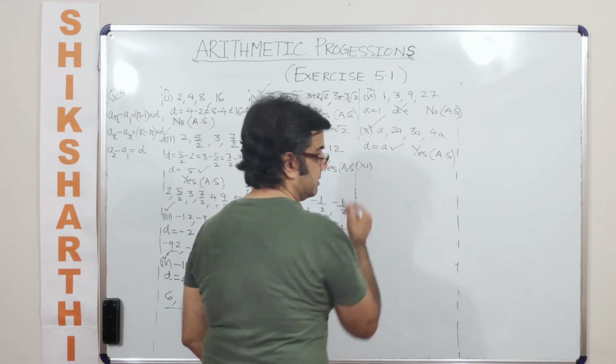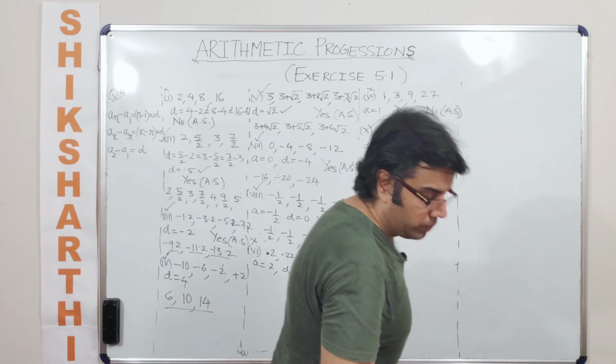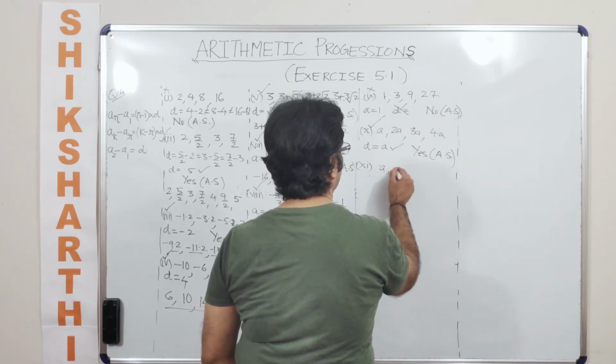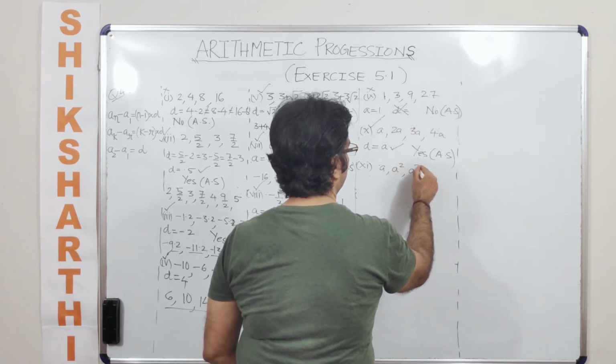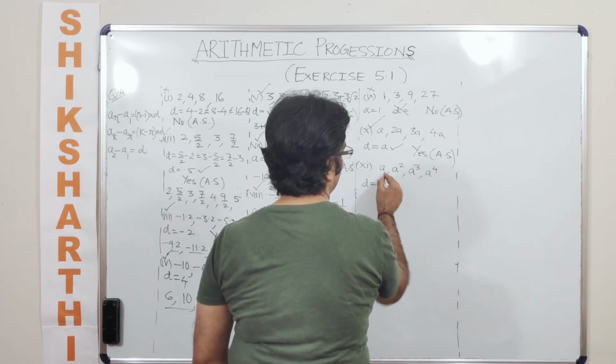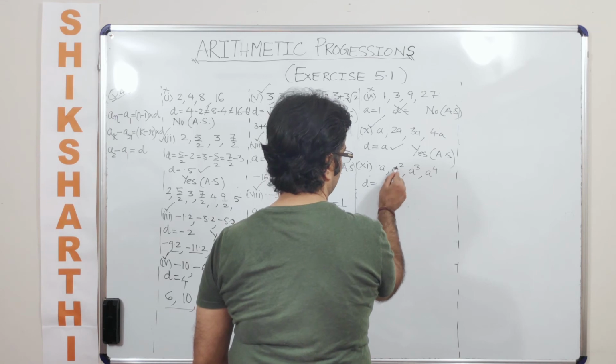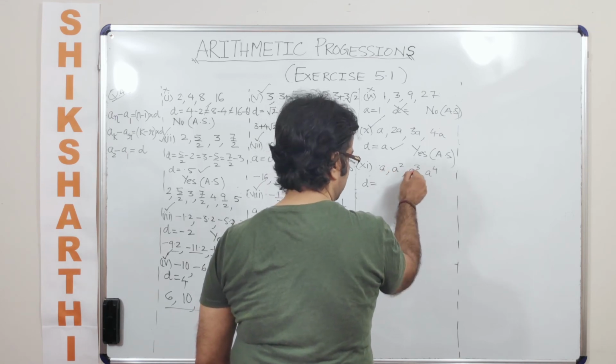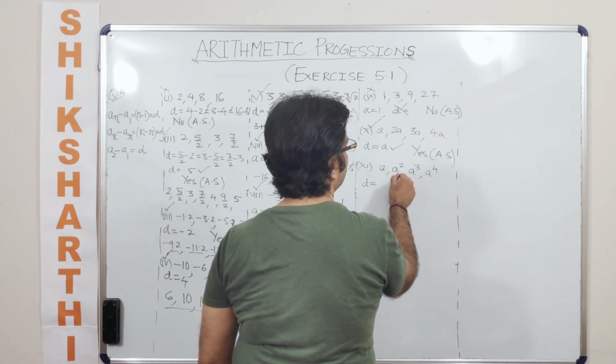Subpart 11 talks about a square, a cube, a to the power 4. The first term is a. What is the common difference? You don't have a common difference here, because a square minus a is not equal to a cube minus a square.